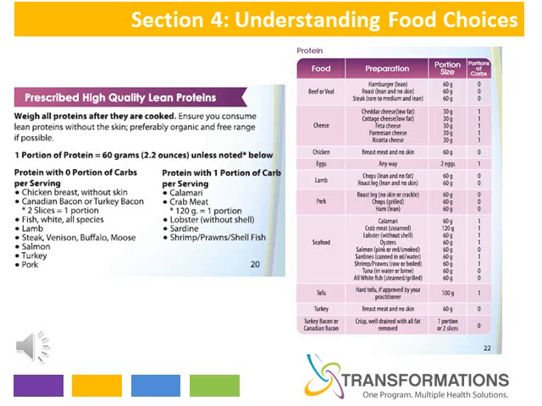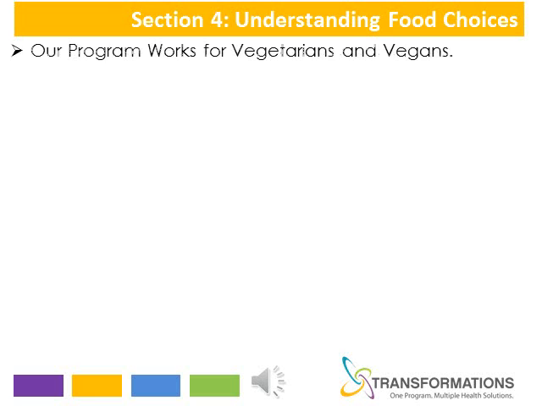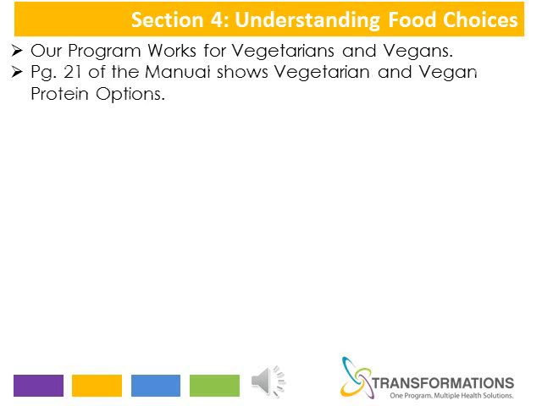On pages 20 and 22 you will see examples of 1 portion of protein equals 60 grams or 2.2 ounces, unless otherwise noted. Pages 20 to 22 provide a list of approved proteins, including those for vegetarians and vegans and their weights. Our program works for vegetarians and vegans as well. On page 21 of the manual, you will see the vegetarian and vegan protein options they may choose from.